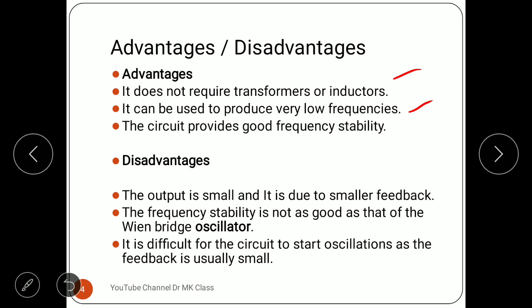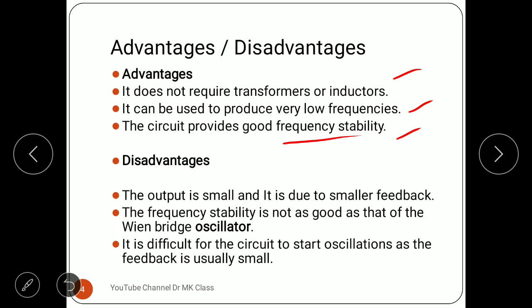The circuit provides good frequency stability compared to the other oscillators. It is having good frequency stability. That actually depends on the design, and the design depends on the value of R and C, resistor value and capacitance value. How accurate you take them, that much accurate frequency you will get.